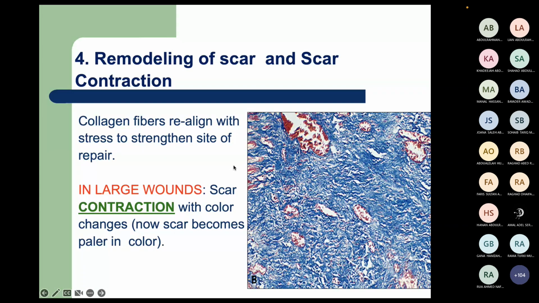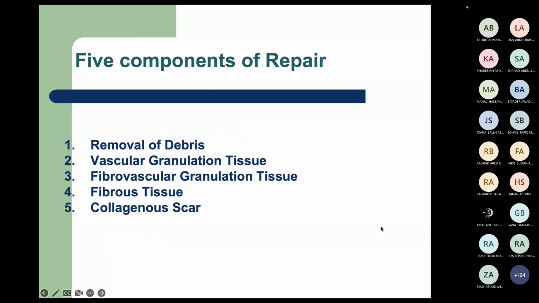And sometimes when the wounds are large, collagen will come. Then the scar will also contain myofibroblasts. The fibroblasts also have the property to contract. So they'll try to decrease the size of the wound. This is called wound contraction. This occurs only in the large wound. The small wounds are already small, so there's no contraction. In the large wound, there's scar contraction also. And see, the blood vessels are almost decreased, only blue collagen is left.